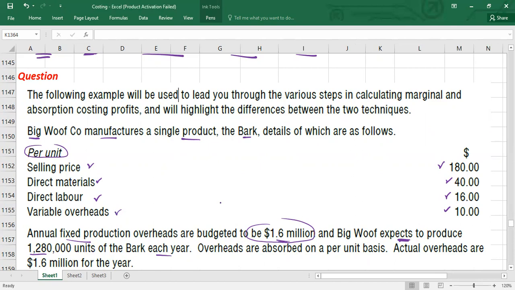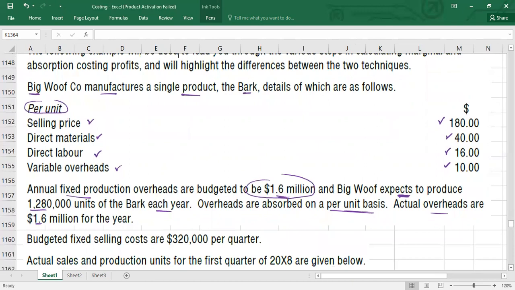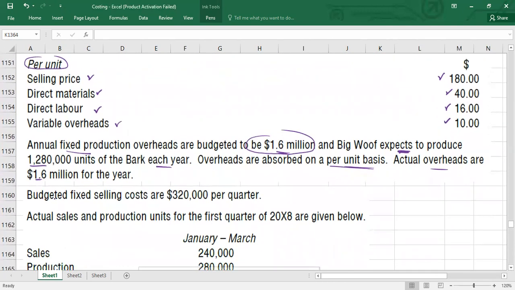Overheads are absorbed on a per unit basis. Here you are charging overheads based on the number of units. Actual overheads are 1.6 million. Budget was also 1.6 million, and actual is 1.6 million also. That doesn't mean there is no under and over absorption. No, there could be under and over absorption. We will see. Then guys, here we have budgeted fixed selling cost of 320,000 per quarter.